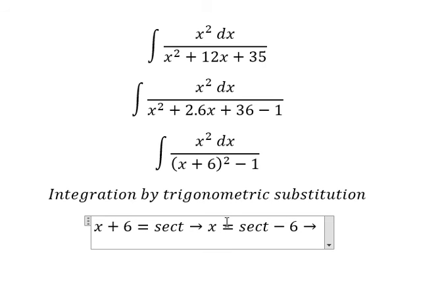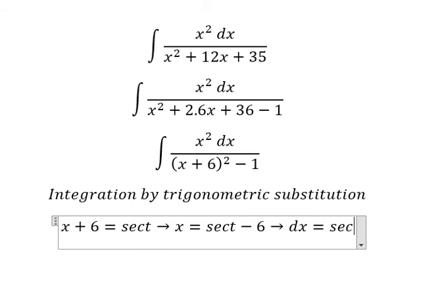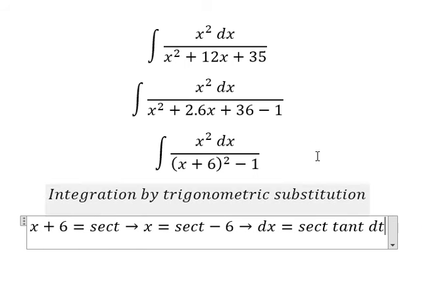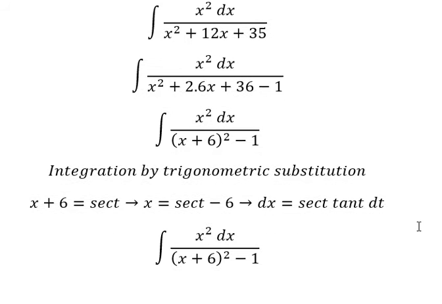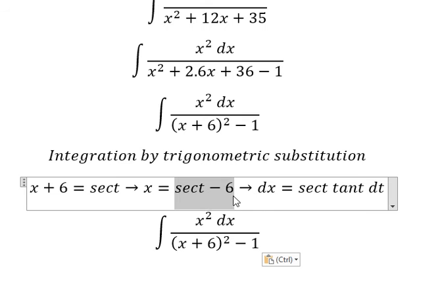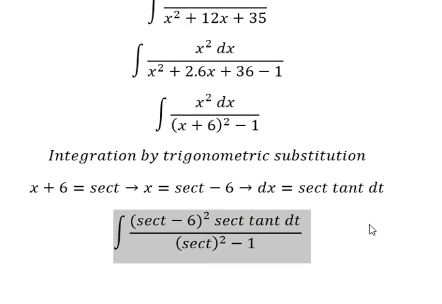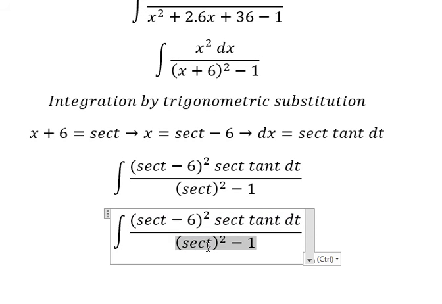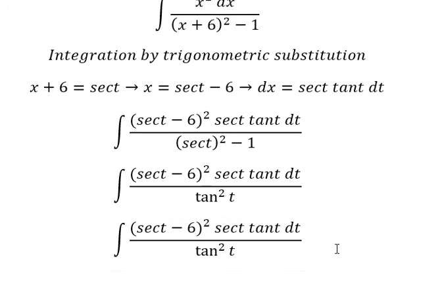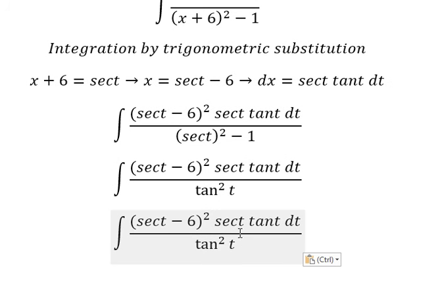Later we take the derivative of both sides. You get ds equal to secant t tan t dt. So we change this one to ds. This one we change to secant of t. The s we change for this one. This one we change to tan t squared. This one we simplify, tan t and tan t.